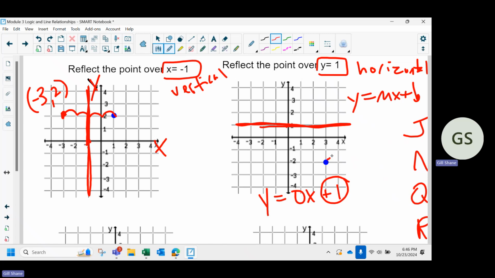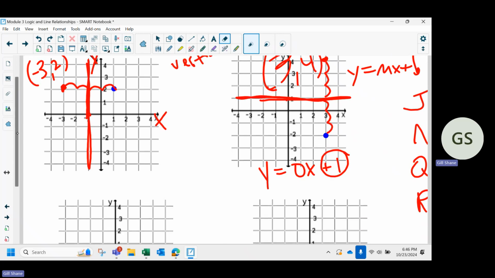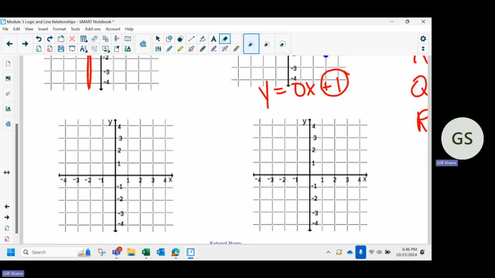Now that I've graphed it, again, I just do the same thing. 1, 2, 3, 1, 2, 3. So that's my point. And just make sure you can label it. That is 3, comma 4 for our point. 3, comma 4. All right. So the next piece is going to maybe get a little more difficult. It's still a reflection.